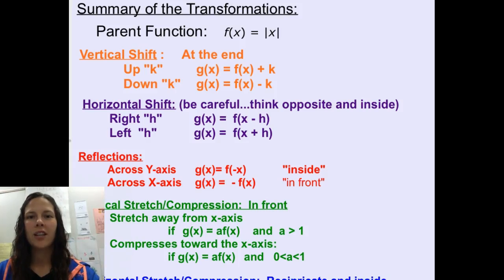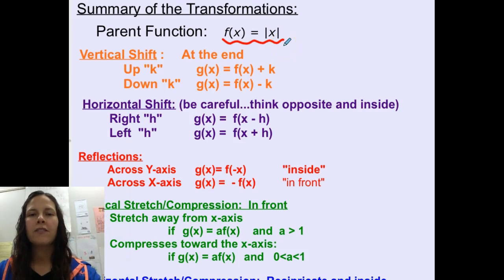Now we're going to take a look at parent functions and transformations. On this sheet, we have a summary of all of the different types of transformations that we'll see. Today we're going to see them separately, and tomorrow we're going to look at combining them. First of all, our example parent function is the absolute value of x.